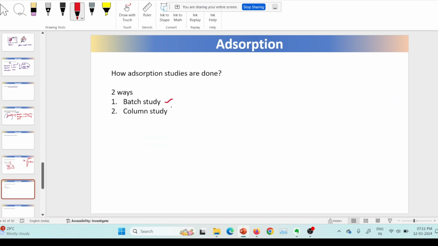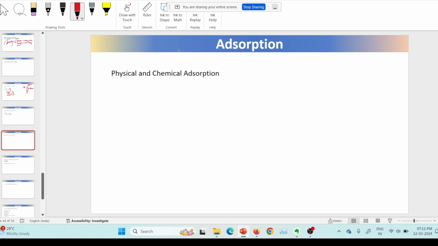So these are two ways: batch study and column study. Physical and chemical adsorption. Physical adsorption we'll see first. The physical adsorption is due to the attraction between adsorbent and adsorbate through van der Waals forces.